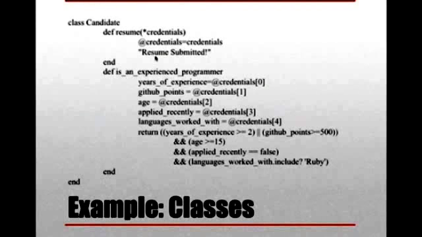So this first function is kind of initializing the person's credentials, and then the second function is determining if this person is an experienced enough programmer to work for whatever programming company we designed. And we see that the credentials list is split into years of experience, points on GitHub, age, whether or not they've applied recently, and languages that they've worked with before.